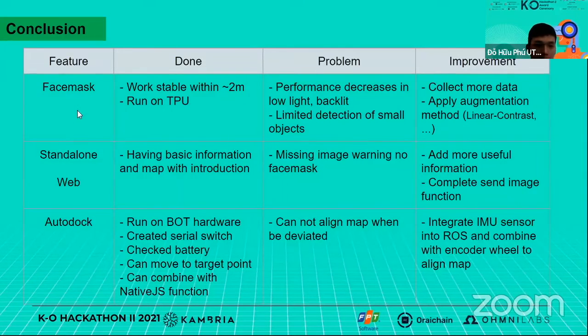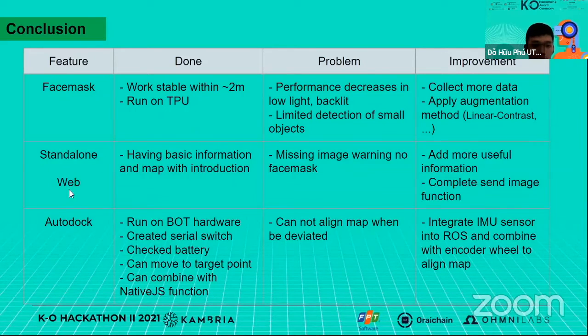To sum up, we have three features. The face mask detection works stably within 2 meters and runs on CPU. The problem is the performance decreases in low light and backlight, and detection of small objects is limited. We can improve that by collecting more data, applying some augmentation methods, and changing to a model with better performance.